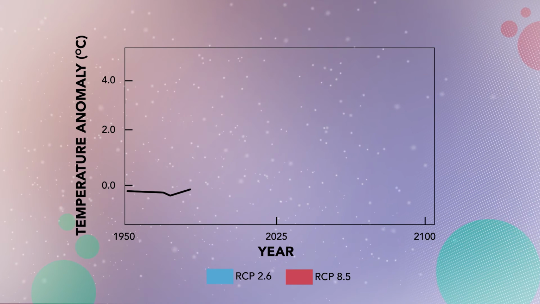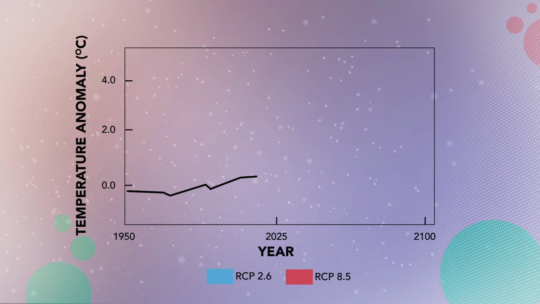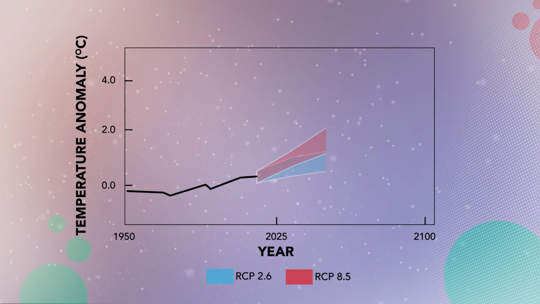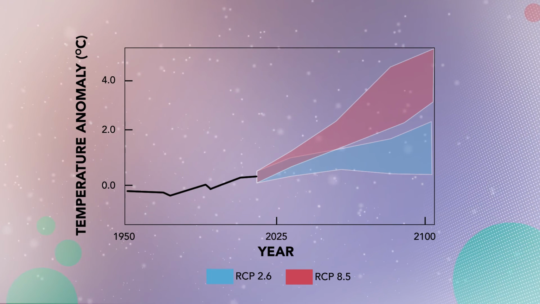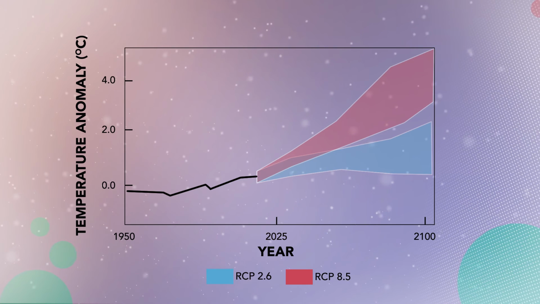Here's an example of how these different scenarios affect the global average temperature by 2100. We see that depending on our choices we make now on our emissions of greenhouse gases, our average surface temperature could be perhaps only 1.5 degrees Celsius warmer for our grandchildren, or a whopping 3.5 degrees Celsius warmer.